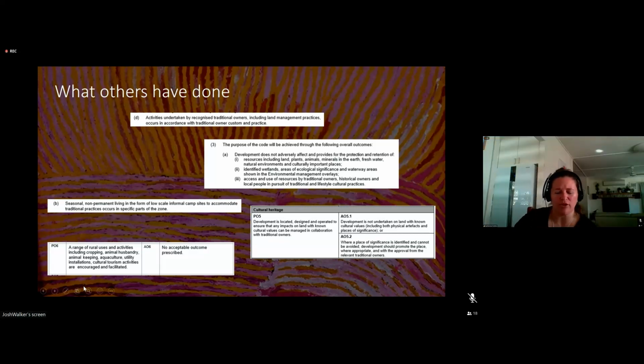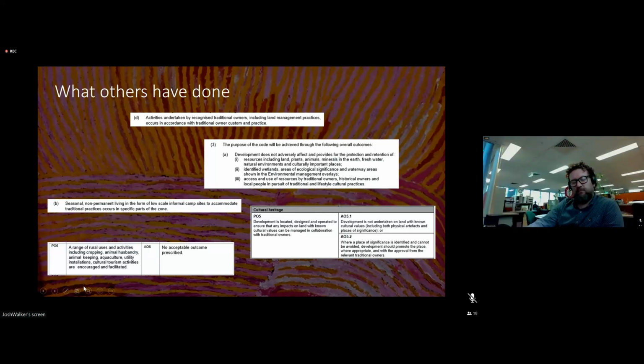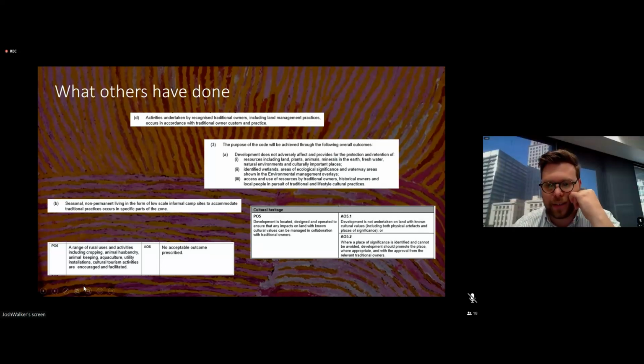Terms that we don't use all the time and they're not defined terms in the planning legislation. Yeah, spot on. That's what I reckon as well. So activities undertaken by recognised traditional owners with particular activities that aren't just land management practices. But what's traditional owner custom and practice? What does that mean? How can that be fleshed out? That was in a code, by the way, not in the strategic framework. So it does make it difficult to do.